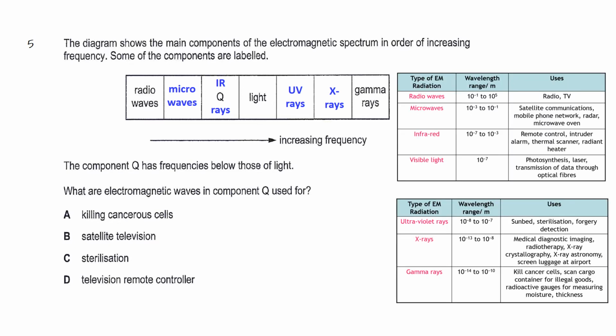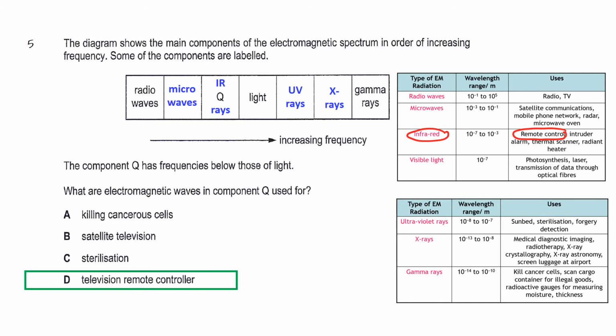This is the table that we saw earlier. Now, for Q, which we now identify as infrared rays or infrared radiation, the use is D in television remote controls. What are the electromagnetic waves in options A to C used for?